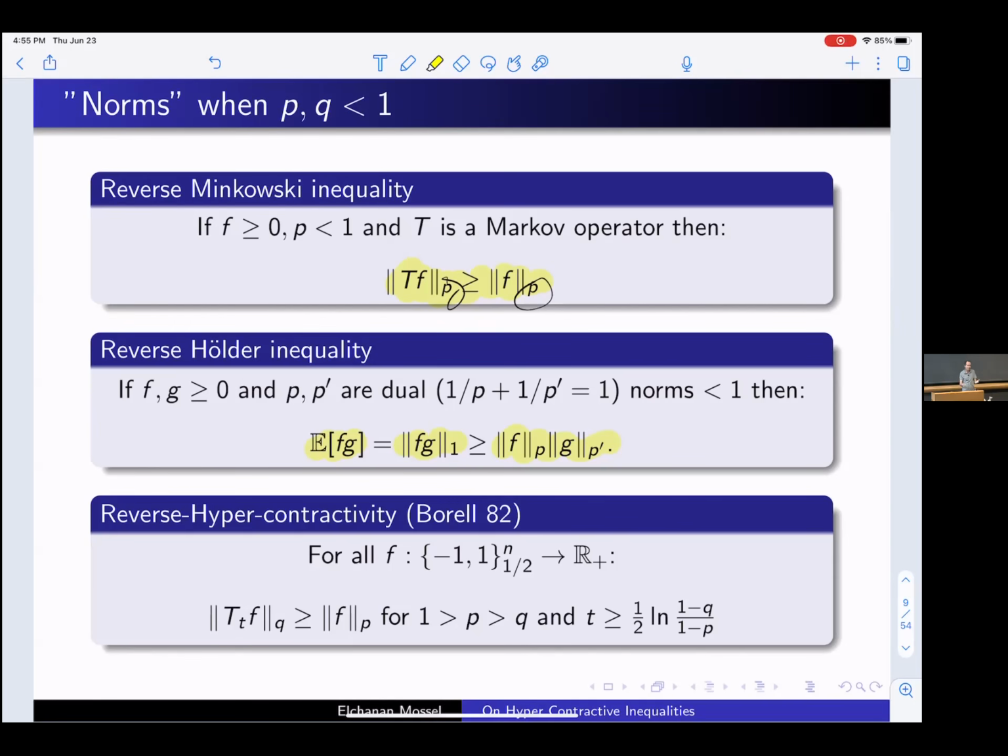And when you look at it this way, you say, well, maybe this is not such a surprising inequality. When the norms are less than 1, all of the inequalities are reversed. So everything should work out, right? So it sounds like magic, but in fact, it does work. And you get this inequality that Borell proved.